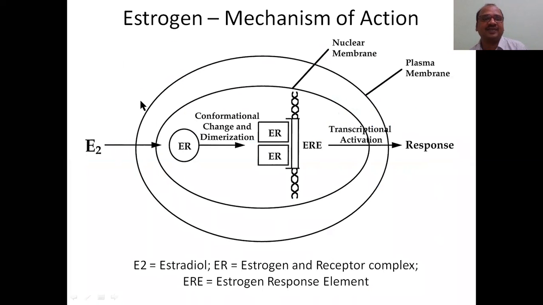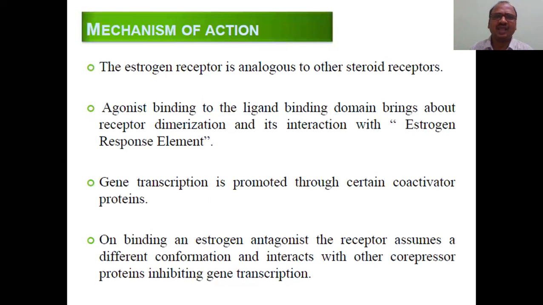This is the mechanism of action. It's very simple. Estrogen, estradiol, this is E2, will enter and form an ER, estrogen receptor complex. Conformational changes and dimerization will take place and it forms an ERE, estrogen response element. This is very important. This gives the response, so that according to that, proteins will be synthesized. This is the mechanism of action in running matter.